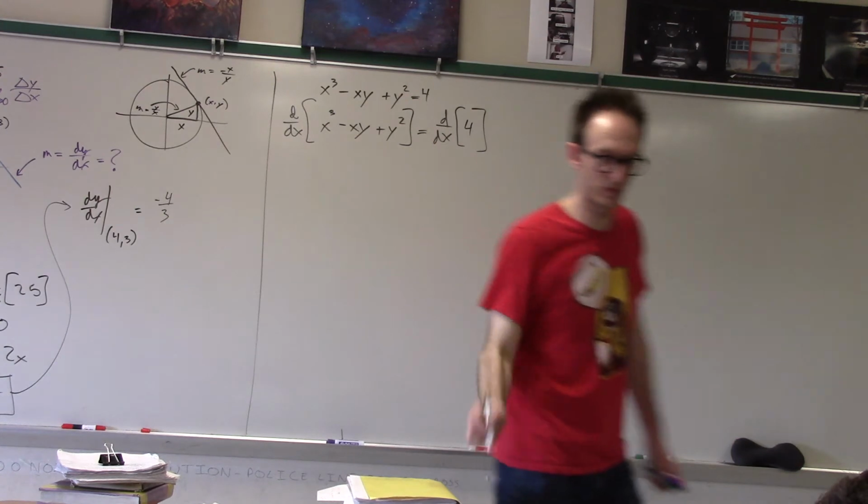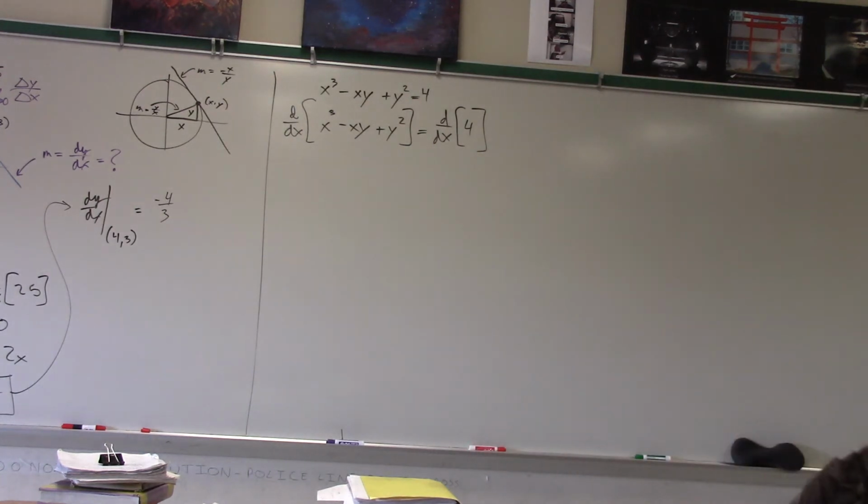This is the first problem from the handout called implicit differentiation. If you were going in order, it's probably three back. You are in reverse order. Yeah. You want to do this one together, or do you guys feel like you got it?